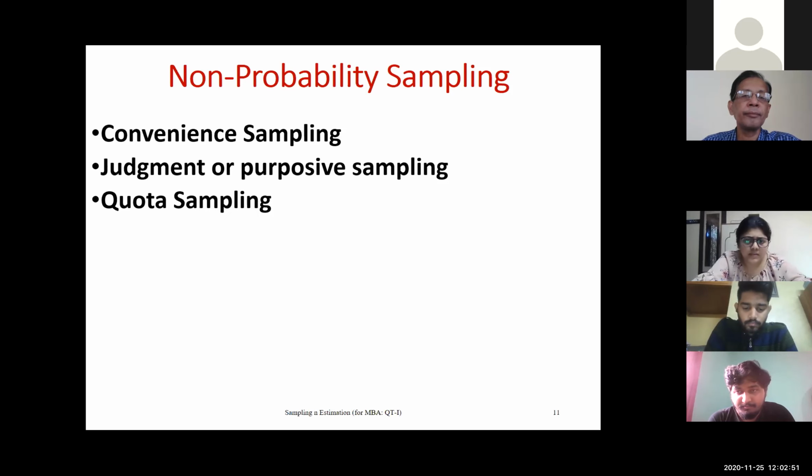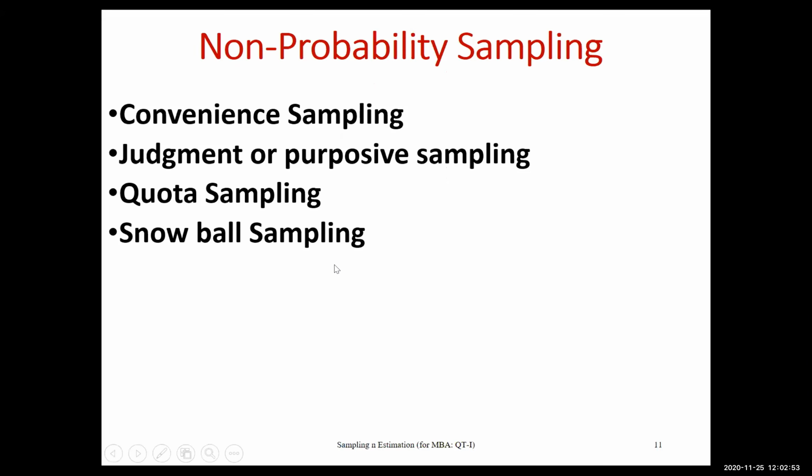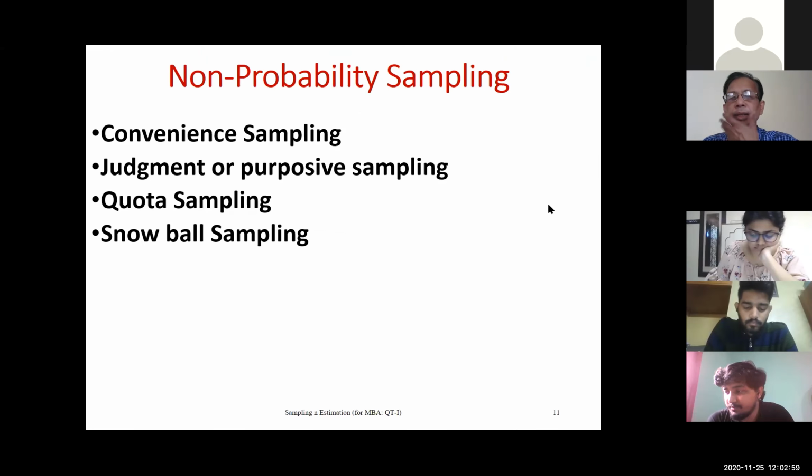Now moving forward, the next type of non-probability sampling is called snowball sampling. I guess some of you must have done it. Yeah, please Jatin, quick. Sir, can convenience and judgment sampling both be the same or not?